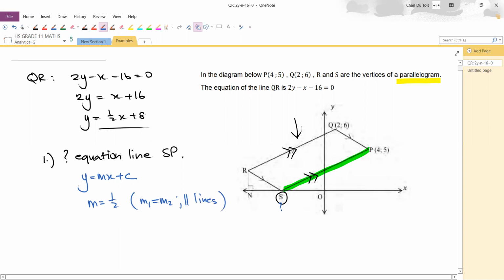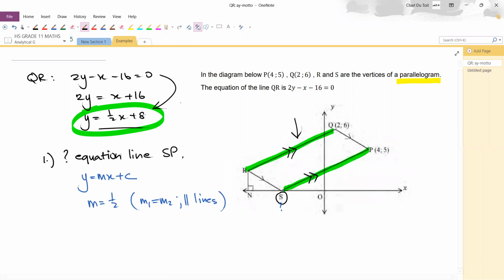If the 2 lines are parallel, look, that's a parallelogram. So RQ and PS are parallel to one another, and therefore they have the same gradient. So I can just go and steal the gradient that I worked out. They gave me the equation of the line QR, and I just put that into standard form. So now I can actually just steal that gradient. Happy with that, Amira? Yeah.